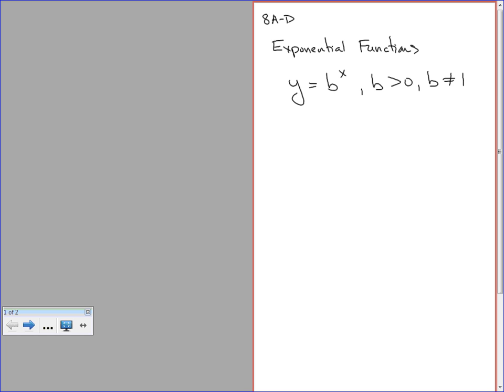Okay? So what I want to do is review what the graph of exponential functions look like, and then we're going to make some generalizations about them. So we're going to graph the exponential function 2 to the exponent x, and we'll graph the exponential function 1/2 to the exponent x. And in order to graph them, we'll just do it by table of values. Okay?